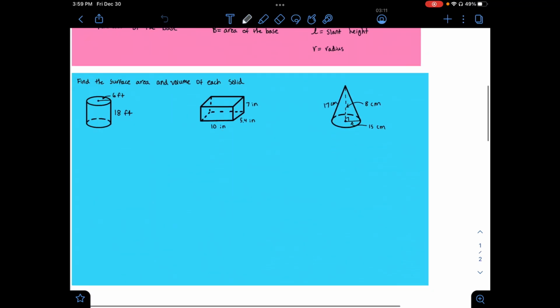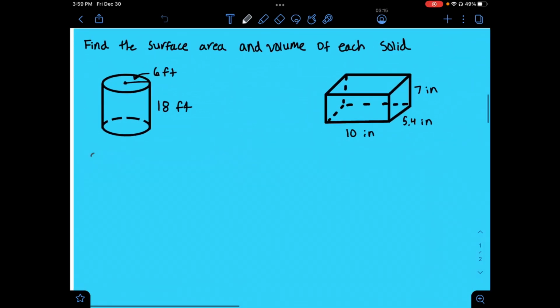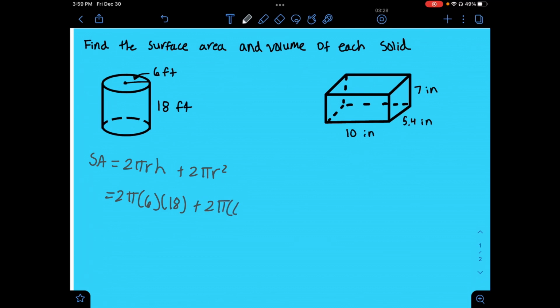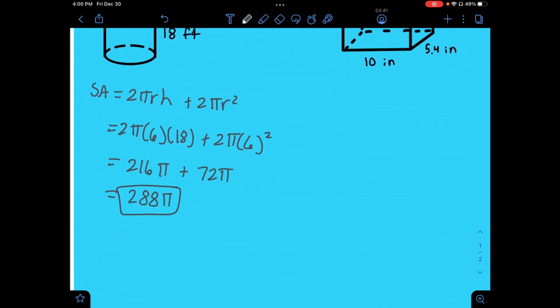Okay, I'm going to do some examples. So we have to find the surface area and the volume for each one. So for this one, the surface area, you do 2 pi rh plus 2 pi r squared. Our radius is 6, and our height is 18. So we're going to plug those into the equation. So then we get 216 pi over here, plus 72 pi over here, which is equal to 288 pi. So that is the surface area.